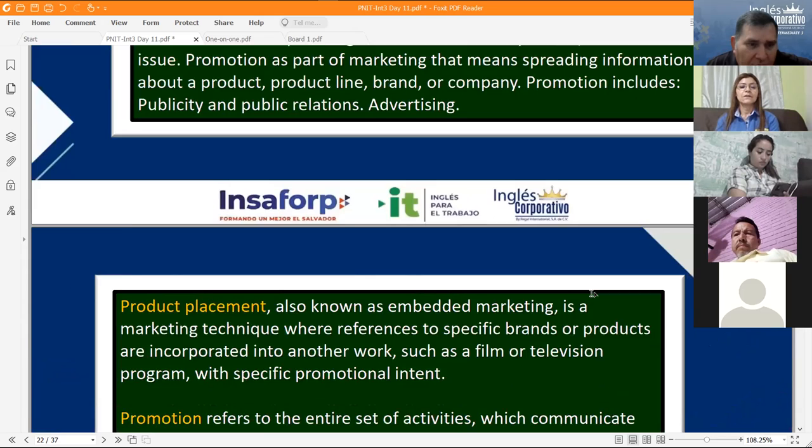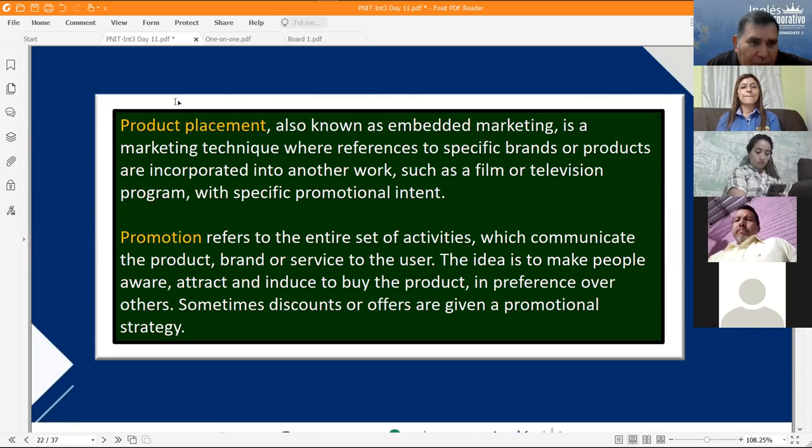Similar to this, we have the other two, product placement versus promotion. Who wants to read product placement? Me, teacher. Yes, please, go ahead. Product placement, also known as embedded marketing, is a marketing technique where reference to a specific brand or product is incorporated into another work, such as a film or television program, with a specific promotional intent. Okay, thank you.